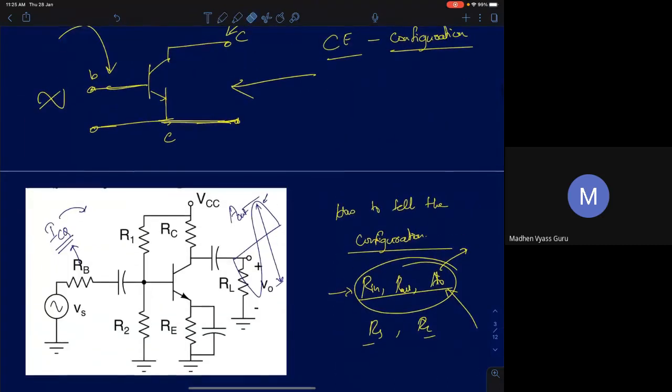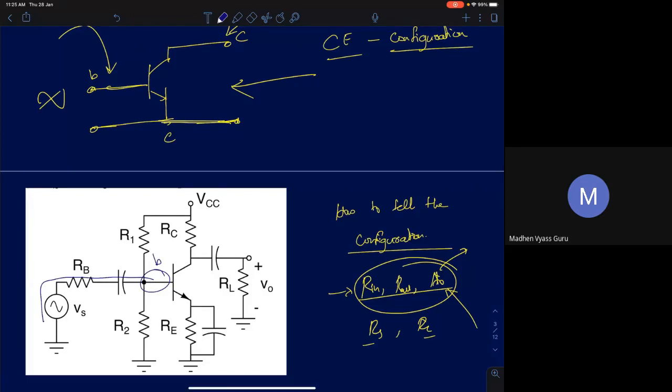The first circuit, what kind of configuration is the first circuit? Common emitter, common base, common collector. What circuit is this? Look at the input. Input is here. Where is it? It's connected to the base. And see the output. Usually short circuit the capacitors.